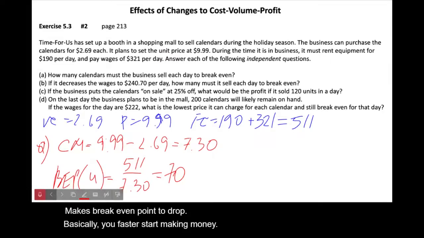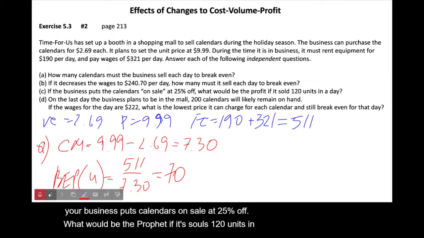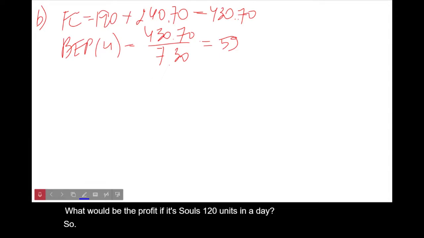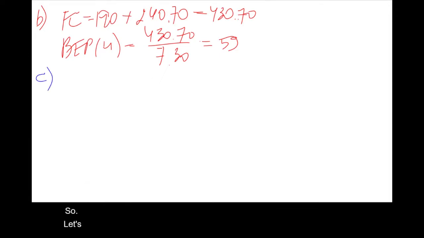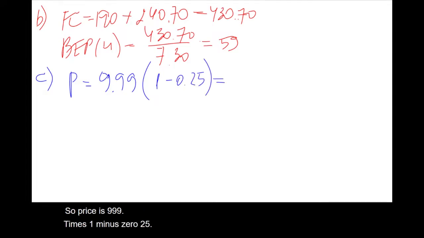Okay, C. If business puts calendars on sale at 25% off, what would be the profit if it sells 120 units in a day? So, C. Let's first calculate new price, right? So price is 9.99 times 1 minus 0.25. $7.49.